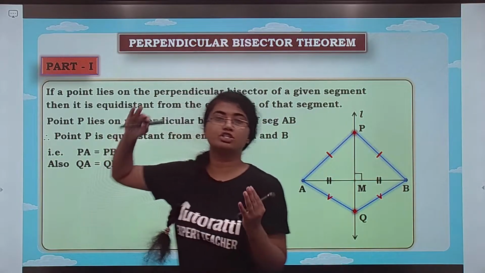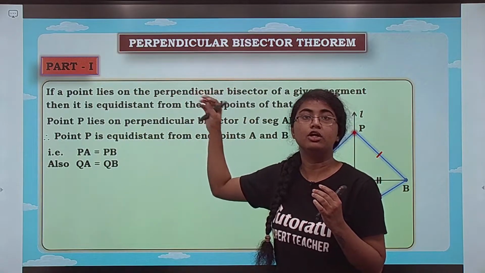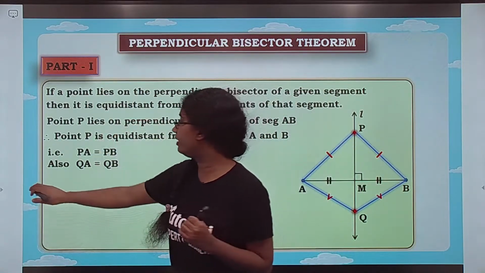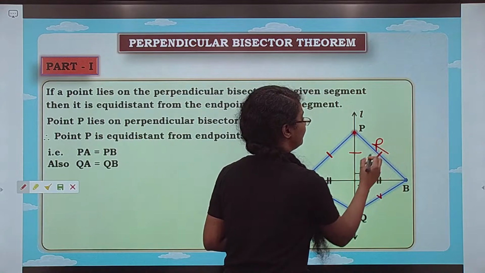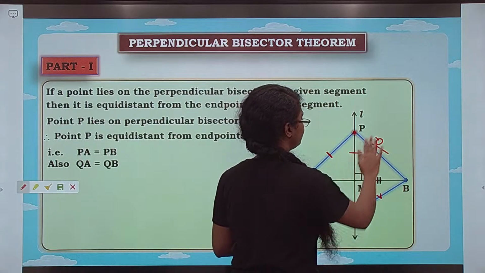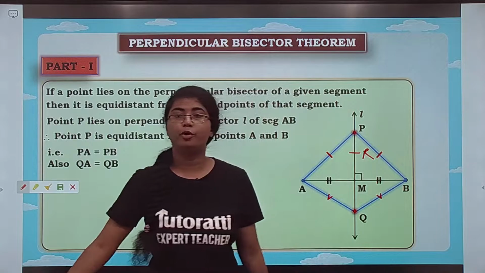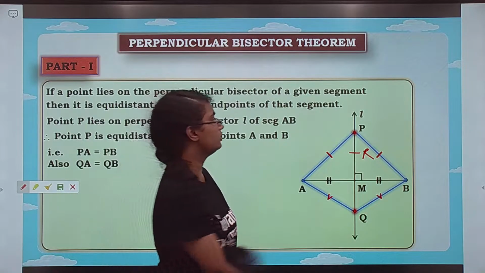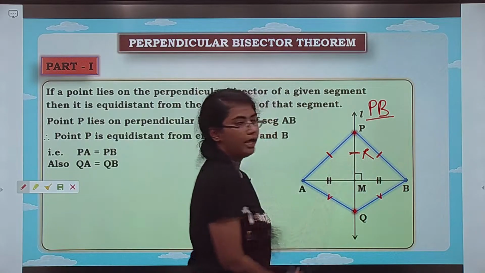Then we are going to be focusing on the statement again. A point lies on the perpendicular bisector. Take any point on the perpendicular bisector. I have point R यहाँ पे. This is point R. I have point R on my perpendicular bisector.